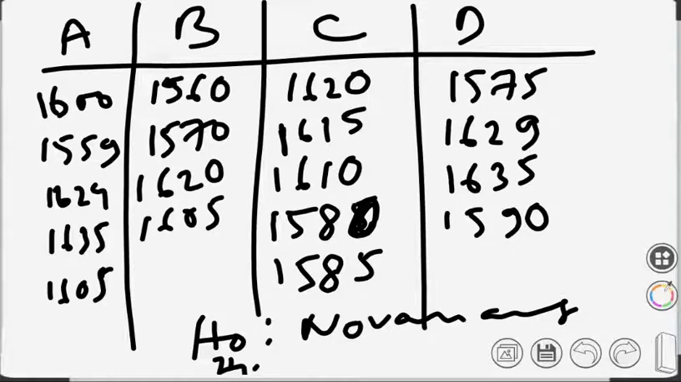Okay, H1 null hypothesis and alternate hypothesis, every time you have to write. So the null hypothesis is no variation among the brands A, B, C, D. H1 is the alternate hypothesis: there is variation among the brands A, B, C, D. Okay, fine. Now we'll do the calculation.